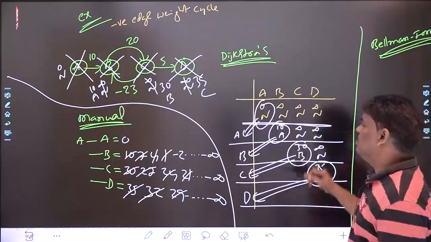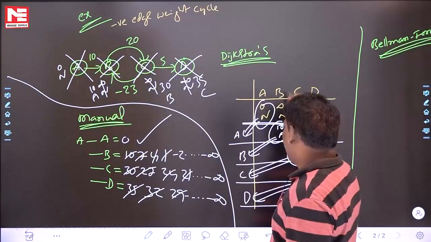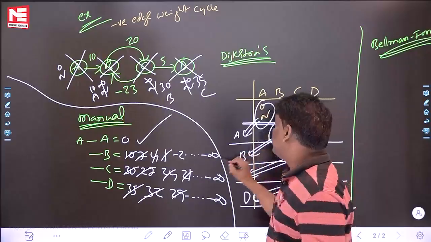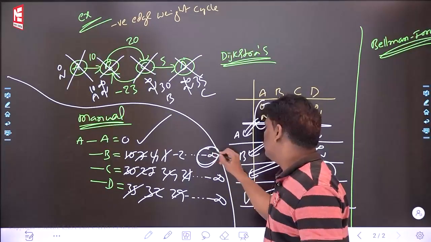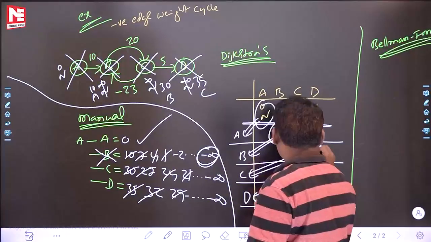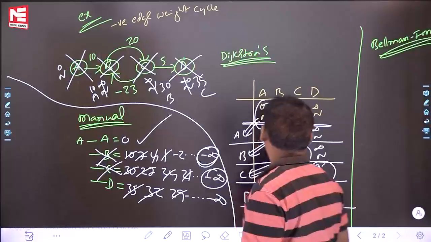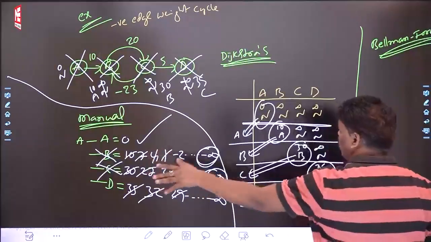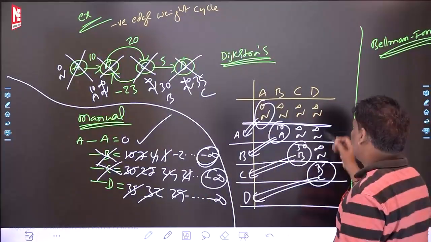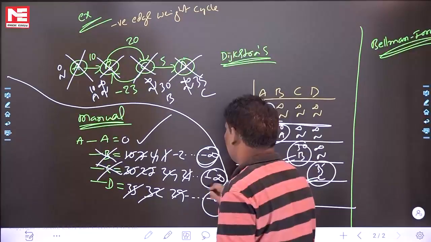Who is the wrong answer? A is 0 according to Dijkstra's, manual also 0. B according to Dijkstra's is 10, but the actual answer is minus infinity. So B is wrong. Next one. C is 30 according to Dijkstra's, but the actual answer is minus infinity. It is also wrong. Manual checking is not wrong, right? Dijkstra's is wrong, you know. Next one. D, 35 is coming according to Dijkstra's. Actual answer is minus infinity.